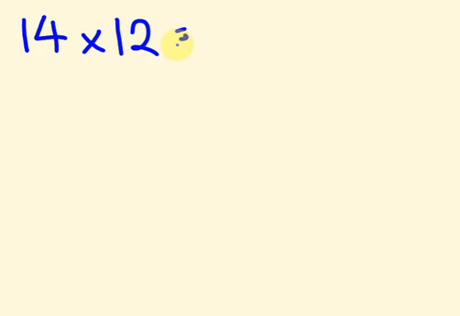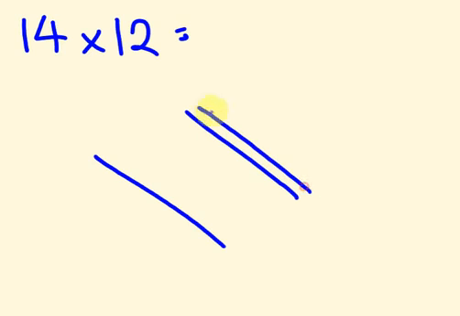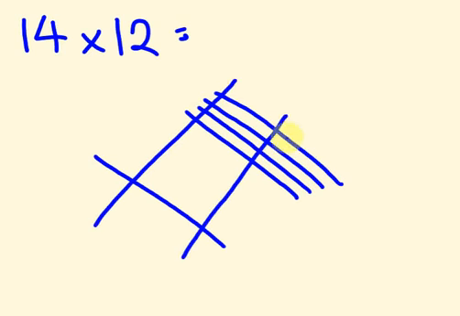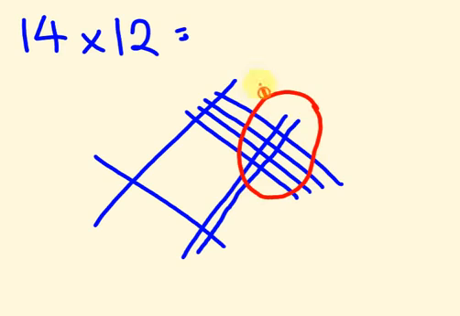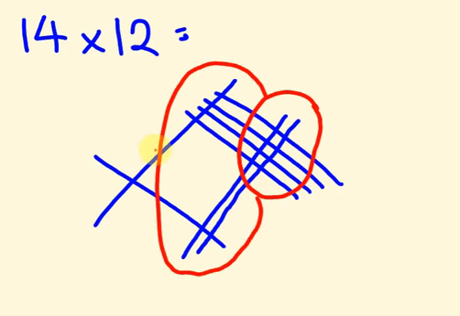But the way I work this out is this. I go 1, 1, 2, 3, 4 for the 14, and 12 is 1, 1, 2. Okay, so then I separate these up, and so we end up with our units, our tens, and our hundreds. And how many intersections do we have? 1, 2, 3, 4, 5, 6, 7, 8 there. 1, 2, 3, 4, 5, 6 there, and 1 there. So the answer is 168.